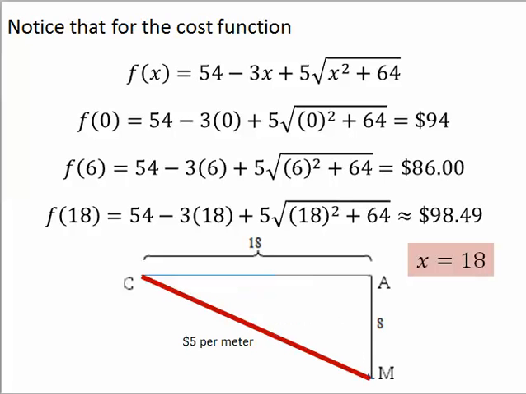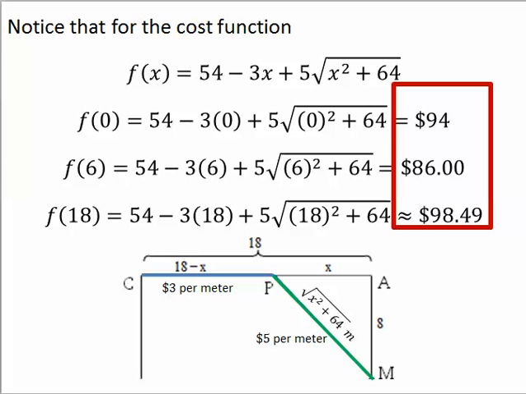And then my other endpoint, if x equals 18, that means that it doesn't run along the wall at all. It just goes directly from C to M. And in that case, that's our most expensive scenario, and that's about $98.50. So looking at the two endpoints and the critical point, we're looking for our minimum value, and our minimum value is 86, which occurs when x equals 6 meters.